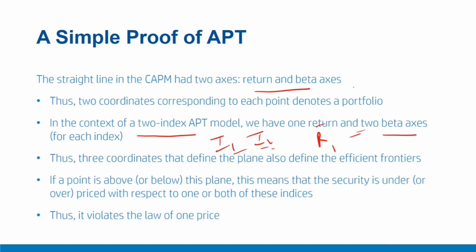This led to the definition of a plane, and that plane also defines our efficient frontier. So in the context of CAPM, we had the efficient frontier defined by only two coordinates. Here we have three coordinates, one corresponding to return and two corresponding to two beta axes, which define the efficient frontier as well. If any portfolio which is represented by a point is above or below this plane, that means that security or portfolio is under or overpriced, and therefore this violates the law of one price. That means at equilibrium, all the securities that have similar risks should fall on the same point. In this case, that point becomes a plane, so they should fall on that equilibrium APT plane.